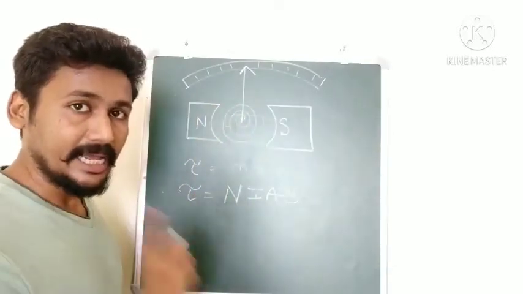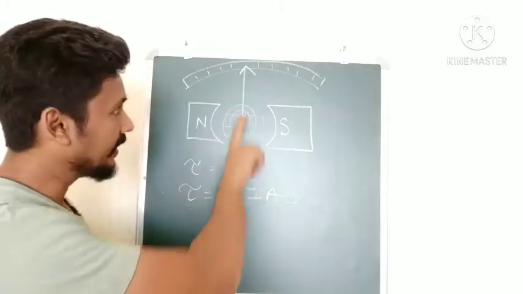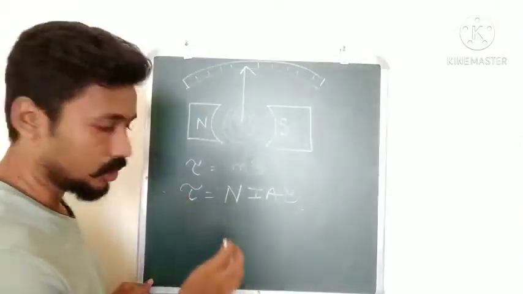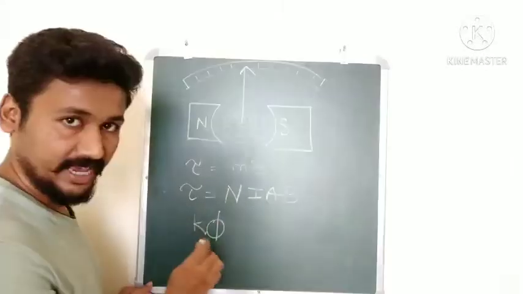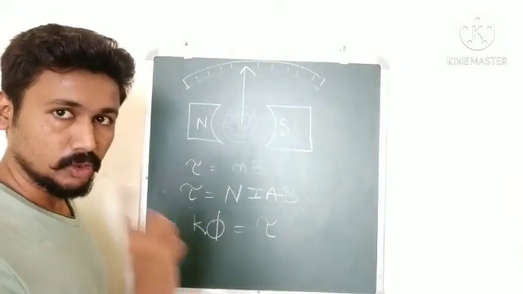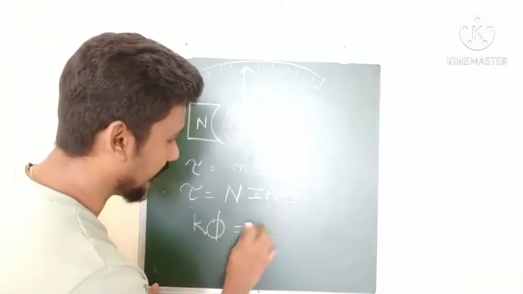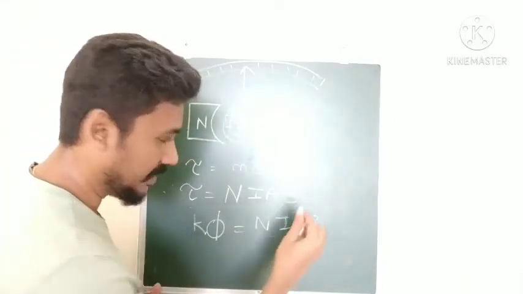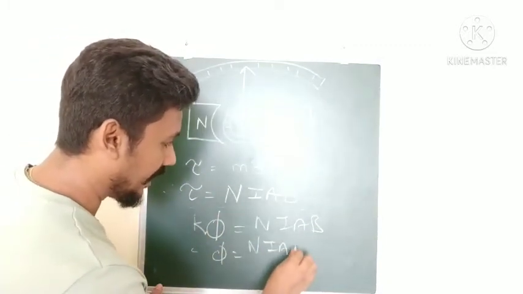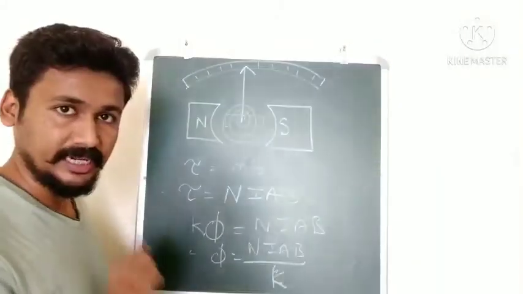Now let us say the spring constant is K, and the coil has twisted by an angle of phi. So we can say the restoring torque will be K into phi. That should be equal to the torque that is acted on by the magnetic field. So you will get K phi is equal to the torque, and this torque is nothing but NIAB. Therefore phi is equal to NIAB divided by K. Okay, this is the relation we will get.